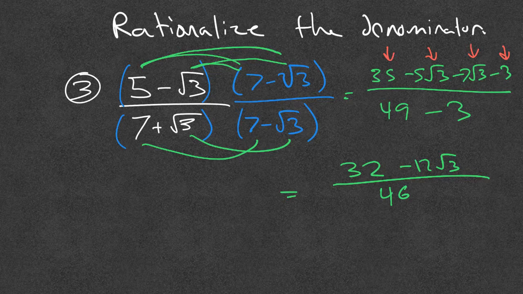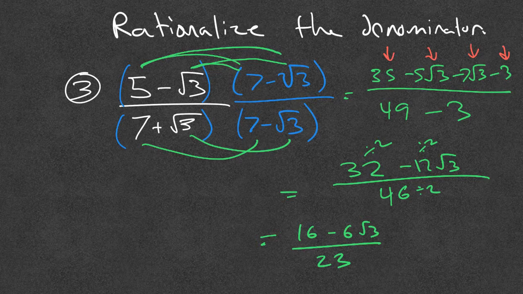Those all definitely divide by 2. So let's start with that. Divide by 2, divide by 2. We get 16 minus 6 root 3 over 23. And that will not simplify anymore because 23 is prime. So we are done.